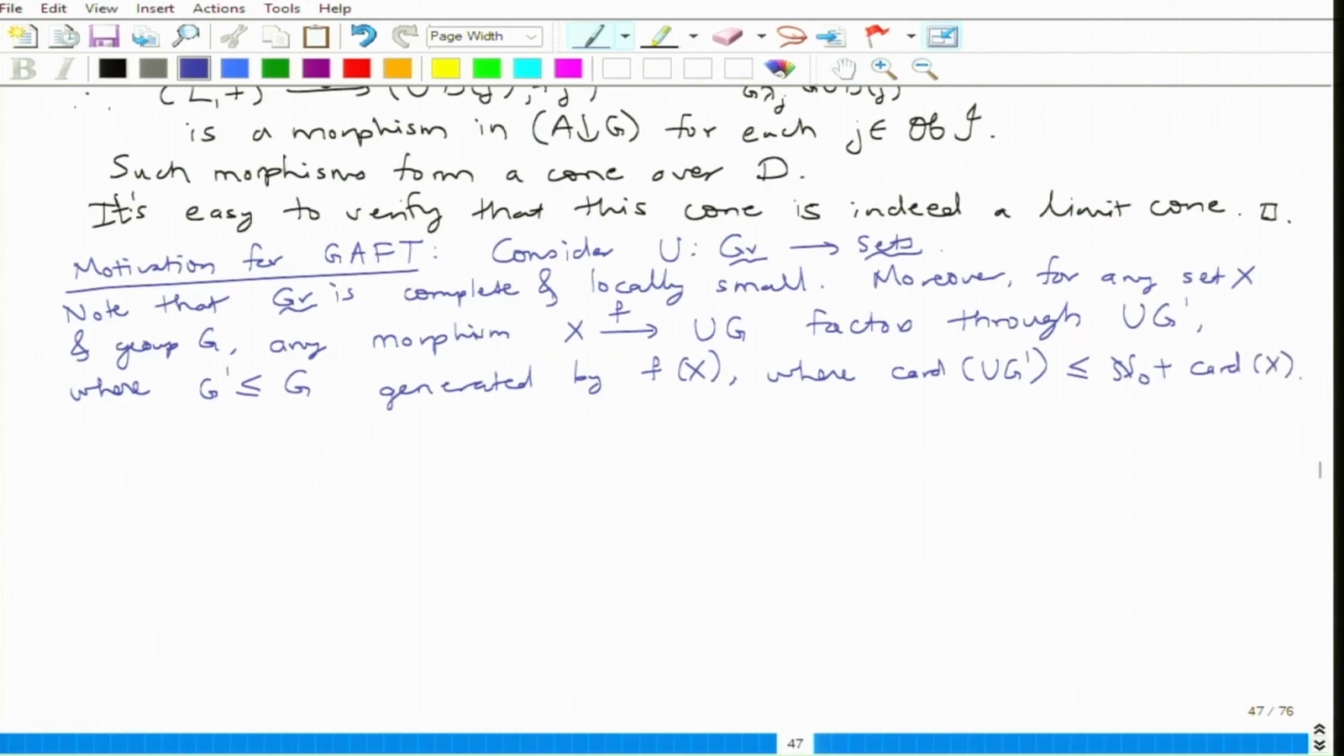Okay. So aleph naught plus cardinality of x, if you don't know cardinal arithmetic, we are just taking the maximum of two cardinal numbers and we are, let's say, assuming axiom of choice, so any two cardinal numbers are comparable. So cardinality of x is a fixed quantity. So this aleph naught plus cardinality of x is also going to be a fixed quantity. Now the question is, how many groups are there up to isomorphism of this cardinality?